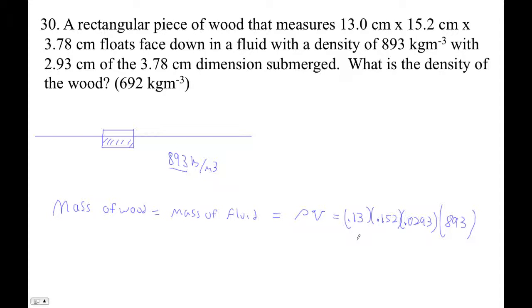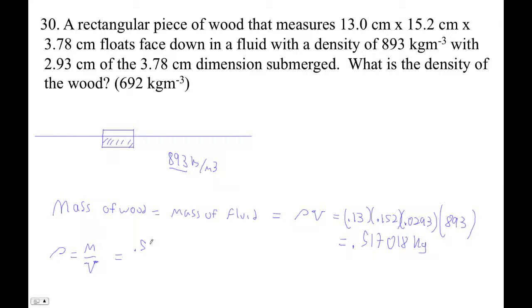So 0.13 times 0.152 times 0.0293. Is that right? Yes. Times 893 is the mass, which is 0.517018 kilograms. Now, to find the density of the wood, all I have to do is use the formula for density, mass divided by volume. Only in this case, I'm going to use the entire volume of the wood, because that's what you've got to do.